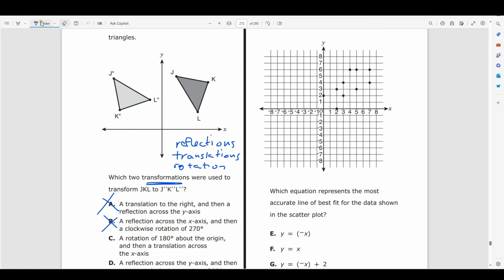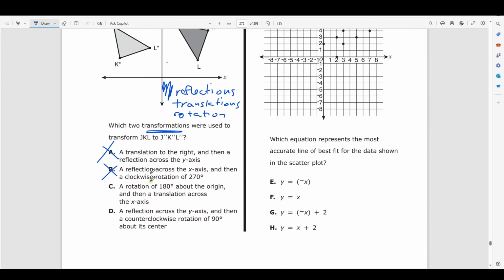My shape that I need to get is on this side. It's on the other side of the y-axis. If I were to reflect this shape over the x-axis, my shape would end up here, which is nowhere near my reflected shape. A rotation of 100 degrees about the origin and a translation across the x-axis.